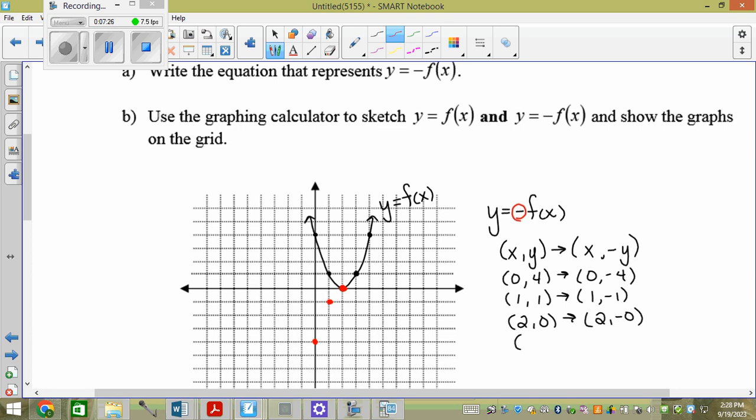Then we have (3, 1), which becomes (3, negative 1). And then we have (4, 4), which becomes (4, negative 4). So when I negate all my y's, if they're negative y's, they become positive, and positive y's become negative. When I negate all my y's, I'm reflecting in the what? Which axis? Yeah, the x-axis. So this is a reflection in the x-axis.